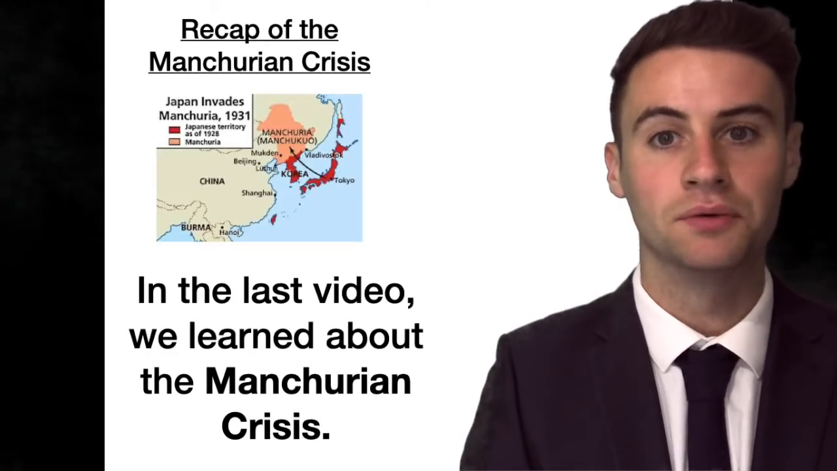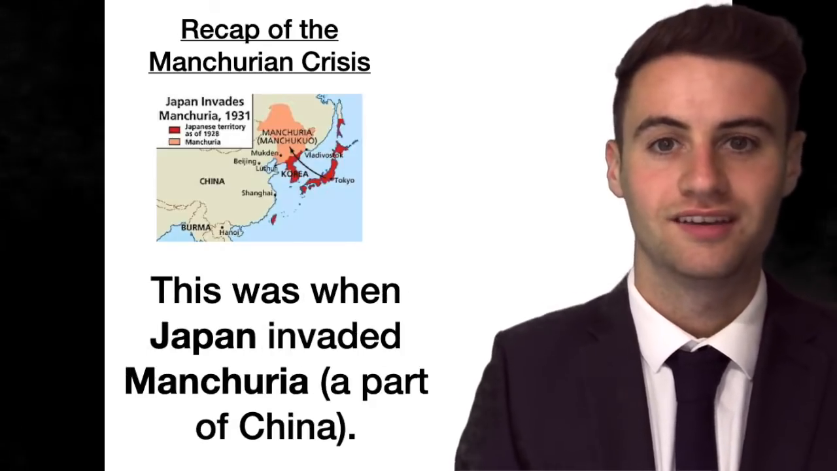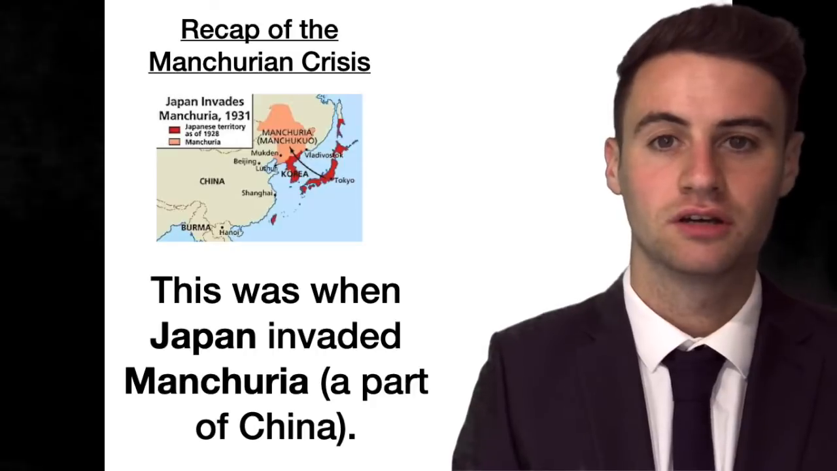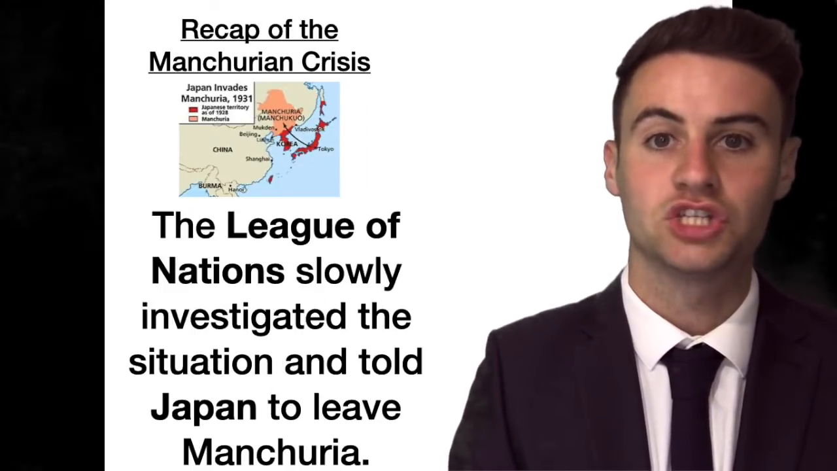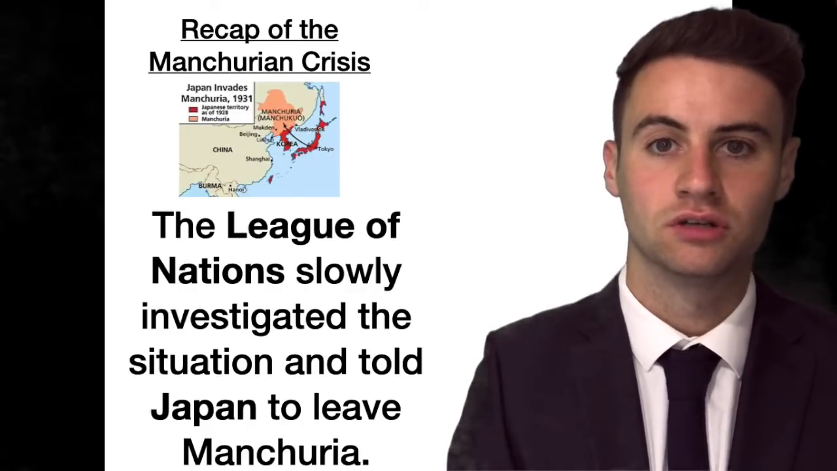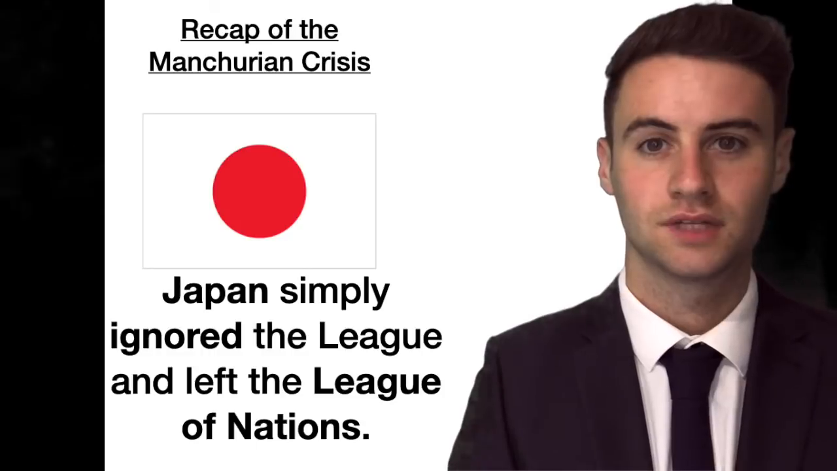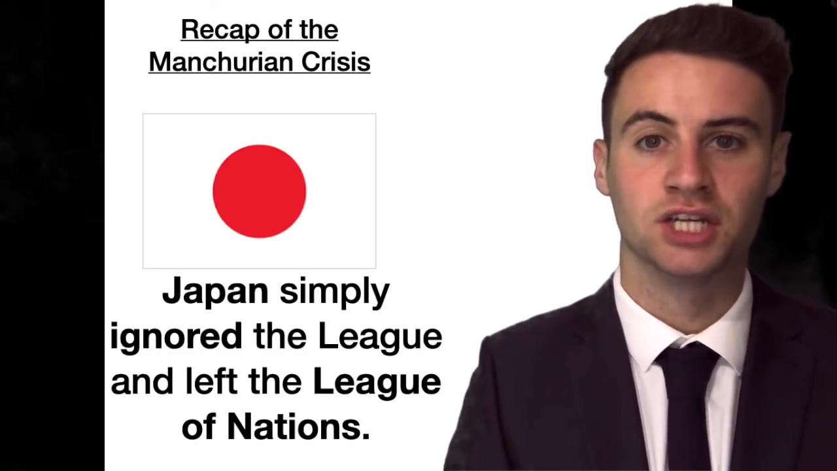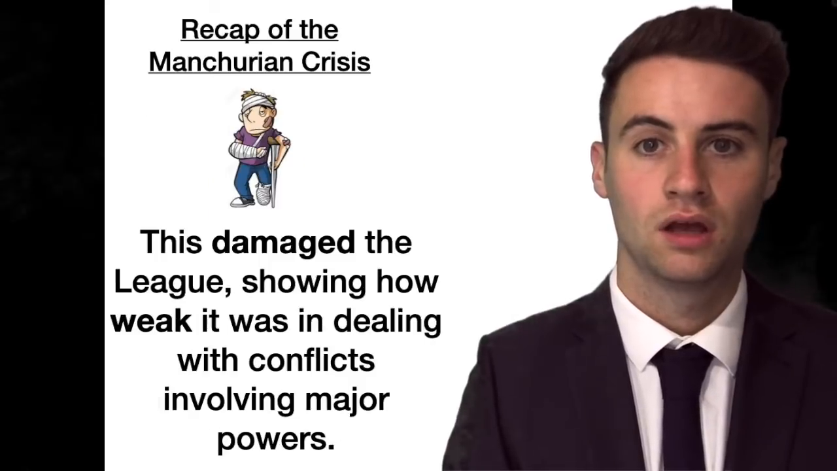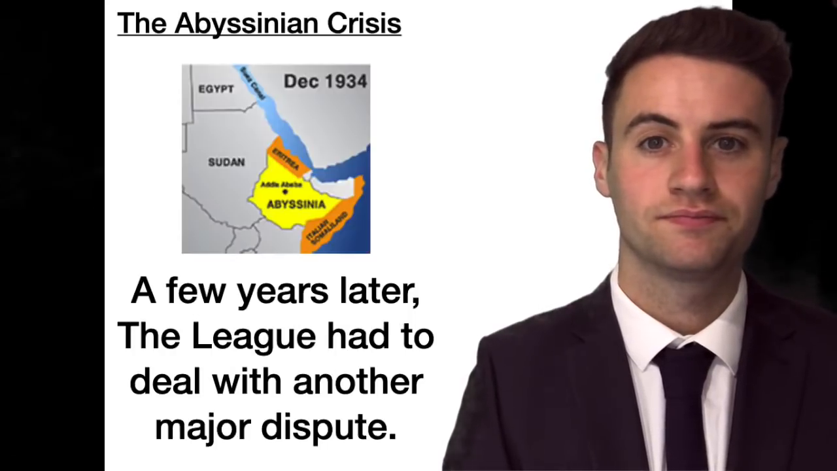Now, in the last video, we learned about the Manchurian crisis. This is when Japan invaded Manchuria, which was a part of China. The League of Nations slowly investigated the situation and told Japan to leave Manchuria. However, Japan simply ignored the League and left the League of Nations. This damaged the League, showing how weak it was in dealing with conflicts involving major powers.